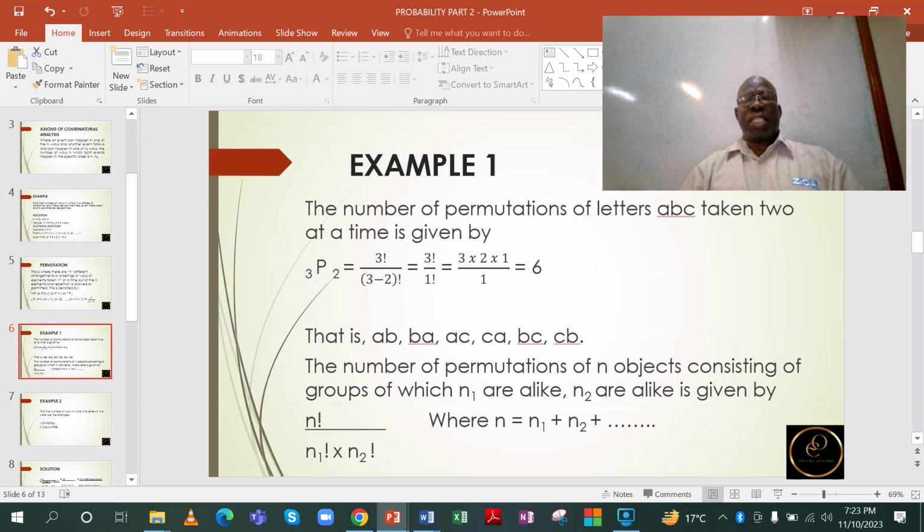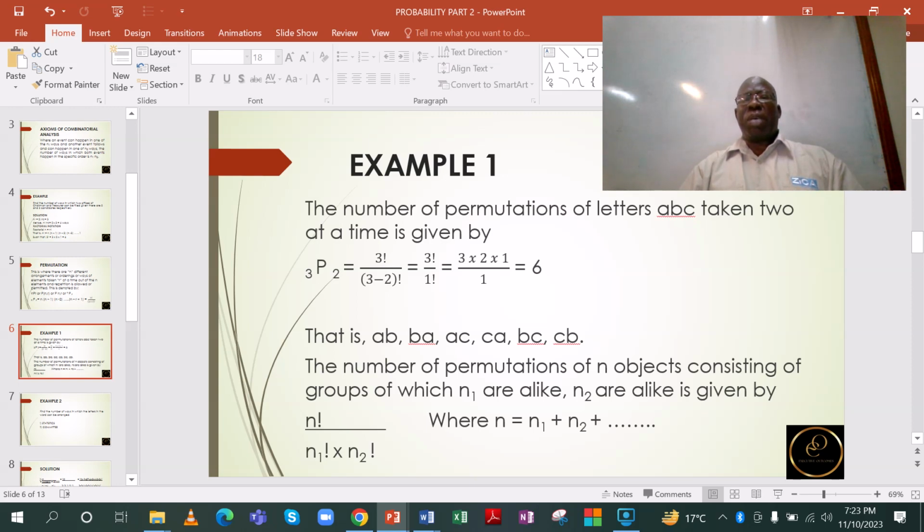Now, as I said, 3 factorial simply means 3 times 2 times 1. Then 1 factorial is always equal to 1. So it will be 6 divided by 1, which is equal to 6. Meaning that these letters A, B, C under permutation can be arranged in 6 ways where repetition is allowed.